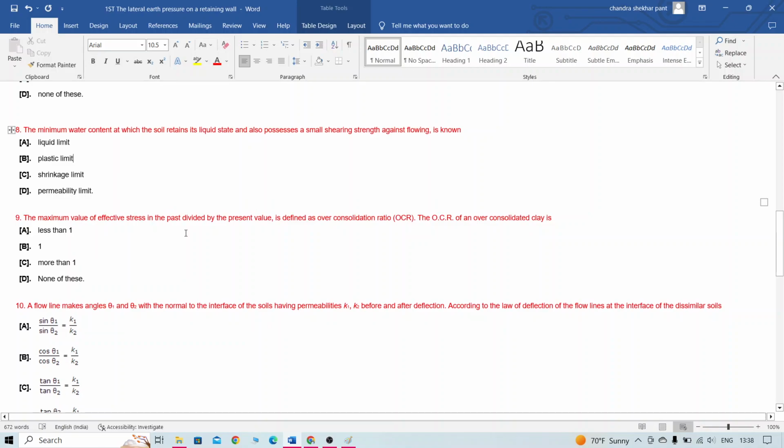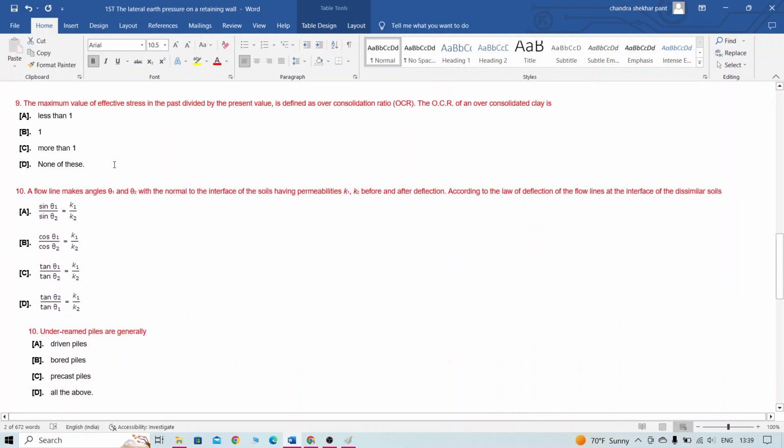Okay. The minimum water content at which the soil retains its liquid state and also possesses a small shearing strength against flowing is known as what? What is it saying? The minimum water content at which the soil retains its liquid state, and possesses a small shearing strength against flowing is known as liquid limit. Okay, liquid state, then obviously liquid limit.